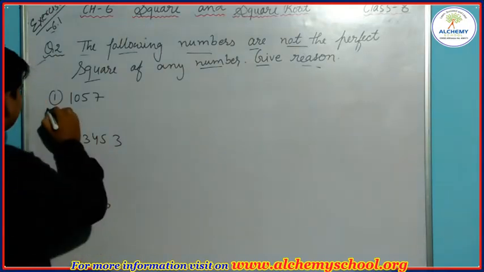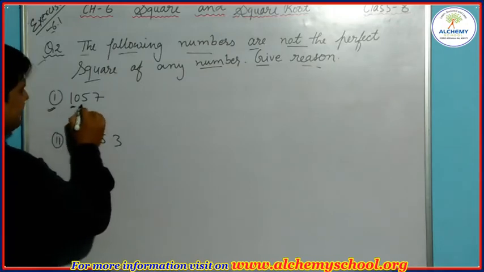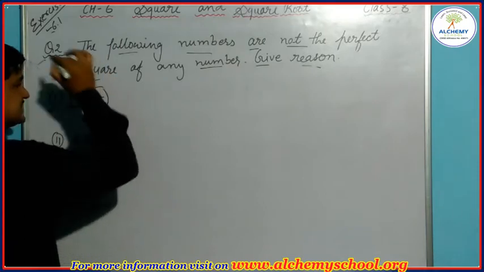Okay, so when we observe the first number, we will find that the first number is 1057, ending with 7.